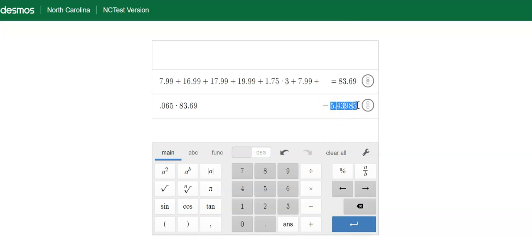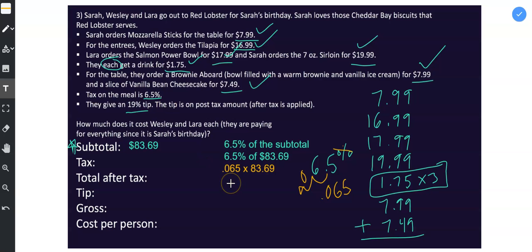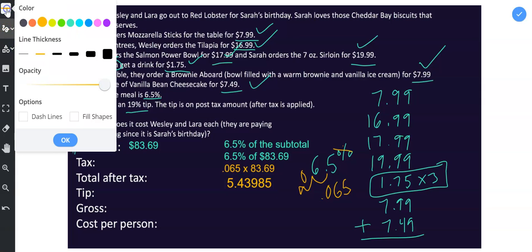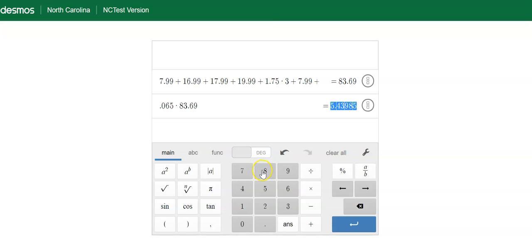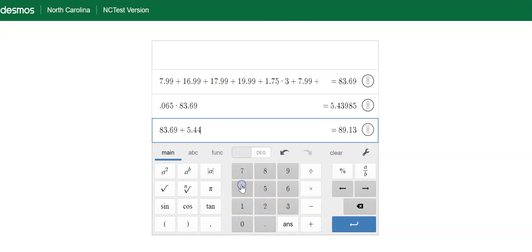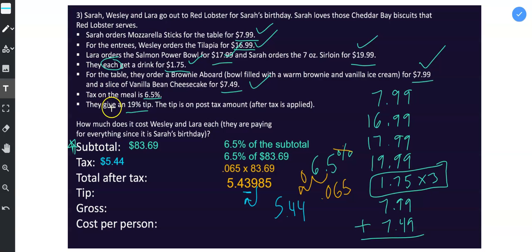And then I'll just copy and paste this amount. With money, you need 2 decimal places, the tenths place and the hundredths place. That's why we round money to the hundredths place. So there's the hundredths place. The 9 is the decision maker, and it makes this go up to $5.44. So it goes up by 1 cent. And then to figure out the total after tax, I just need to add the subtotal and then the tax. So I got $89.13.